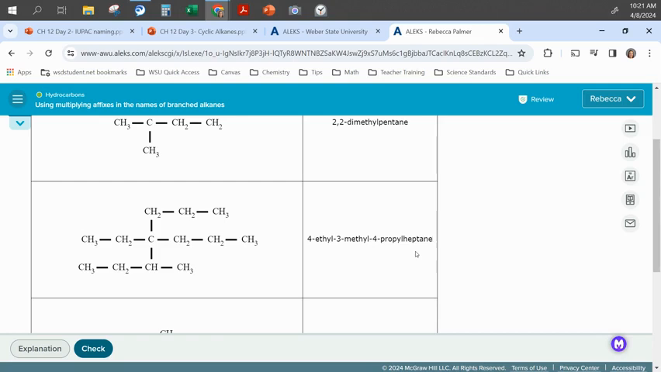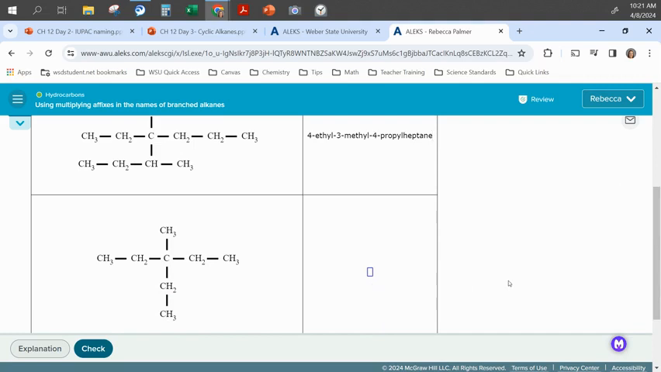When do we use a comma? If there's two numbers next to each other. Oh, so this had two methyl groups right here. Good question. Other questions? Okay, one more box and then we'll check, make sure we're doing it right.